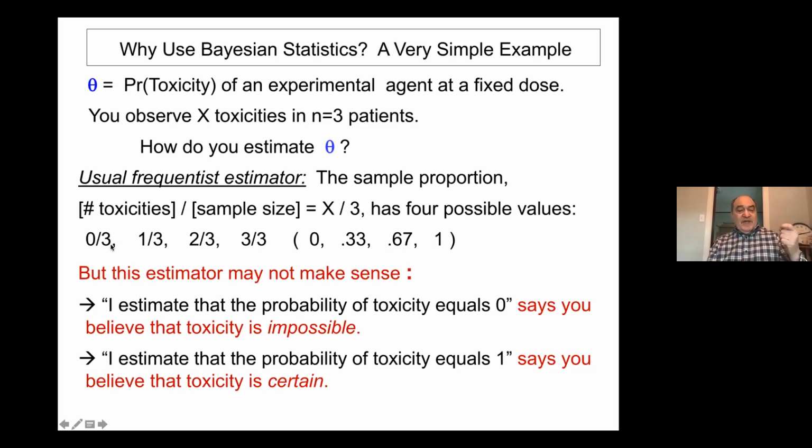Because if you get 0 out of 3, what you're saying is, I estimate that the probability of toxicity equals 0, which says that you believe that toxicity is impossible, which is really ridiculous. And then if you get 3 out of 3, based on this tiny sample, you say, I estimate that the probability of toxicity equals 1. So it says you believe toxicity is certain, also ridiculous.